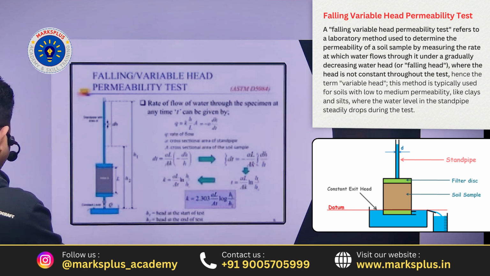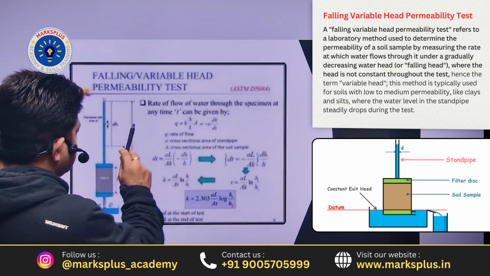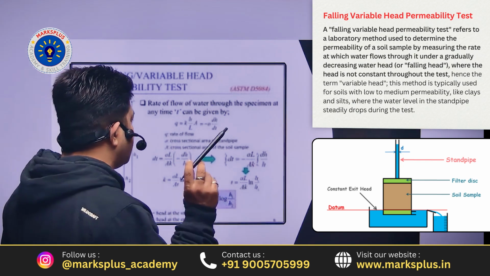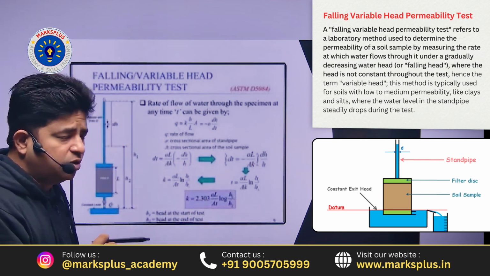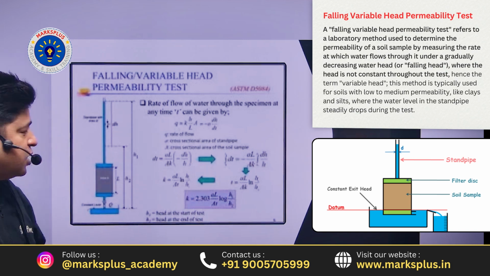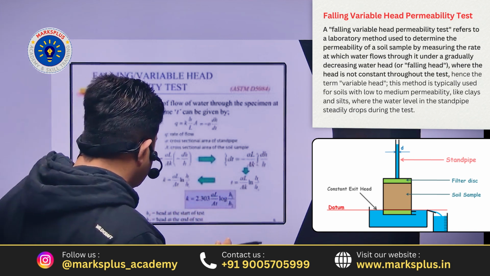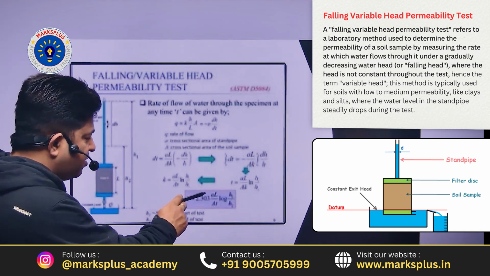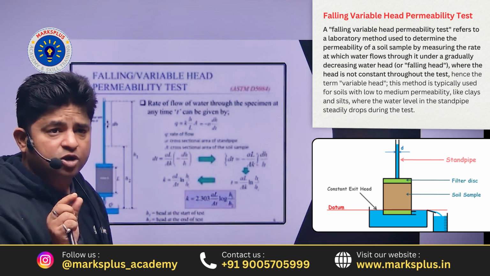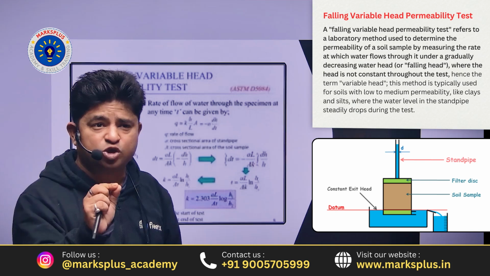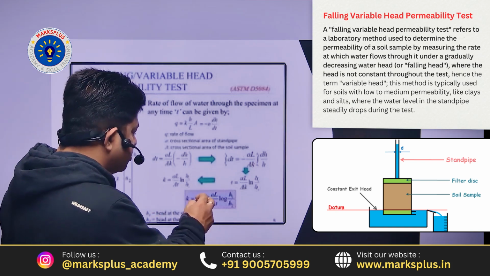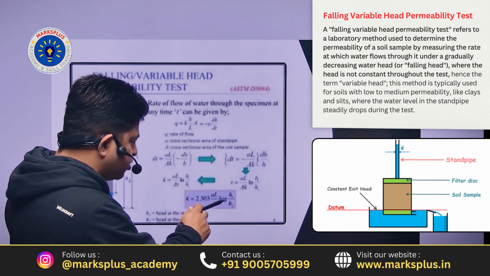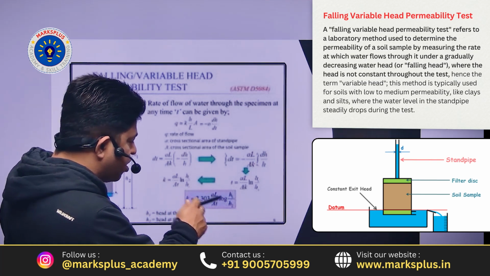Okay, so in the variable head permeability test, the rate of flow of water is given by K into H upon A, means KiA, where hydraulic gradient is equal to H, head difference upon total length of the soil sample, and it can also be written as K is equal to 2.303 aL, where small a is the cross-sectional area through which the water flows, and capital A is the total area of cross-section of the soil sample, and L is the length of the soil sample, and log H1 upon H2.